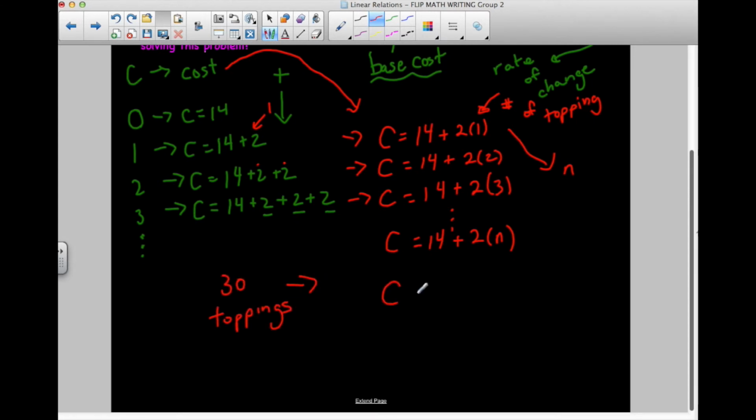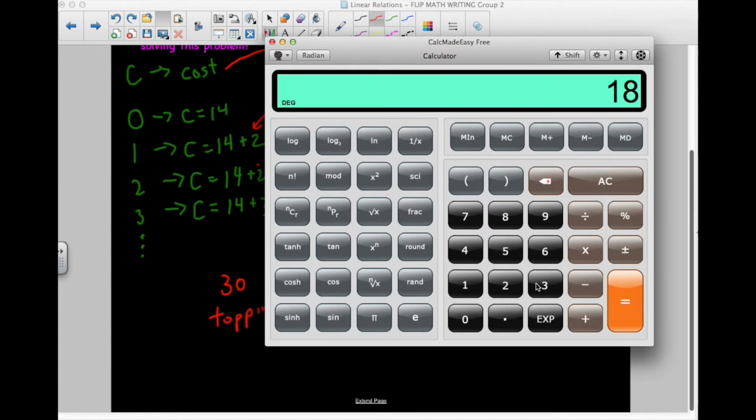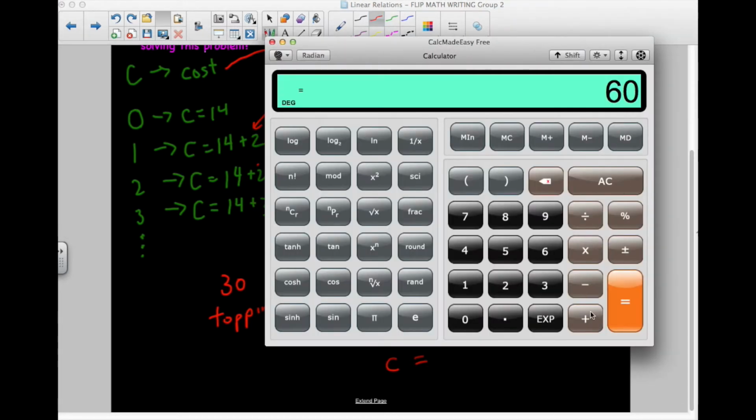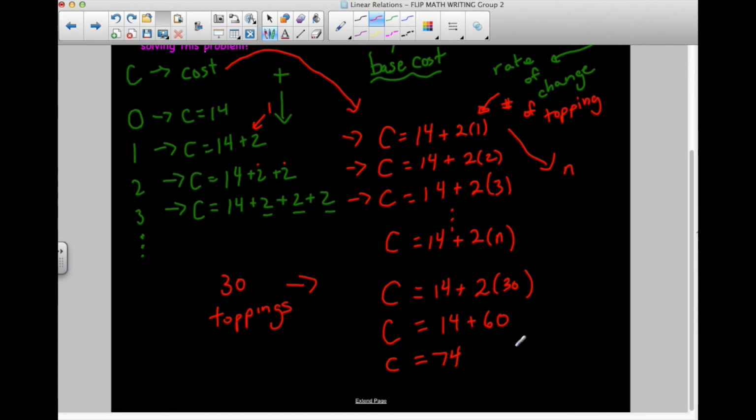Now if I wanted to figure out the cost of a 30 topping pizza, I could simply substitute 30 for n. C is equal to 14 plus 2 times 30. If I work that out on my calculator, remember we need to do multiplication first for our order of operations. 30 times 2 is equal to 60. So C is equal to 14 plus 60, and 14 plus 60 ends up being 74. So the cost of a 30 topping pizza is $74.